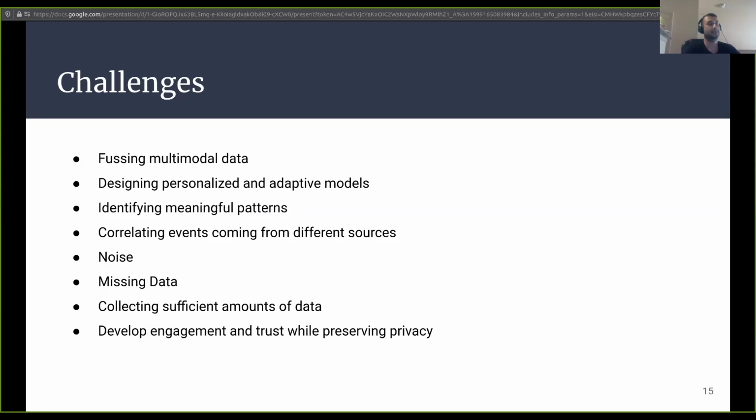But even after collecting the data and making those decisions, there are a bunch of other challenges that have to be addressed. They relate to how the different kinds of data should be merged and fused, how you are supposed to identify and discriminate meaningful patterns from patterns that are not that useful, how to clean the noise from the data, how to deal with missing data and with insufficient amounts of data, which is a highly common problem in this area of research, and how you can develop trust with your subjects so they can recommend your study to others and keep using whatever technology you want them to use.